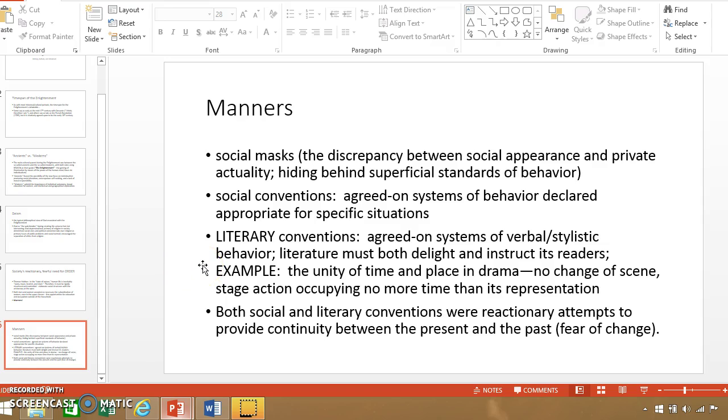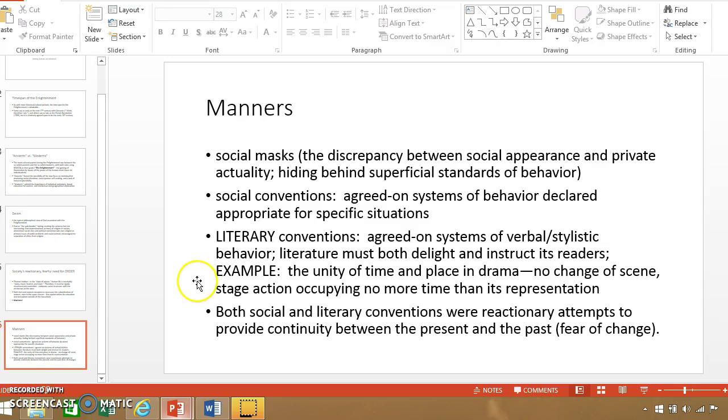Now, in terms of literature, the literary conventions, manners refers to agreed-on systems of verbal and stylistic behavior. Literature must both delight and instruct its readers. Often the saving grace of the bawdy satirical literature of this time is that it must ultimately provide some kind of moral. Otherwise, it would have been considered obscene.